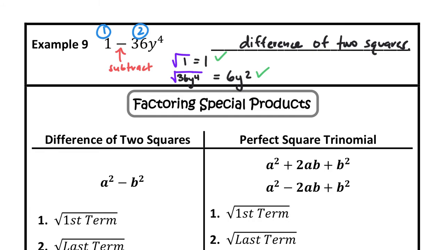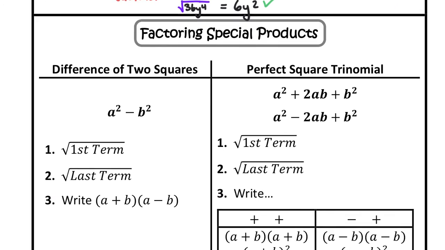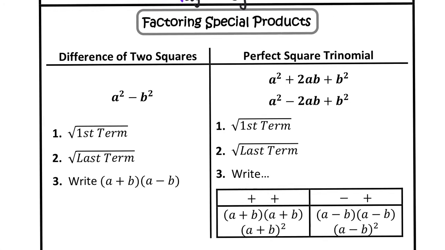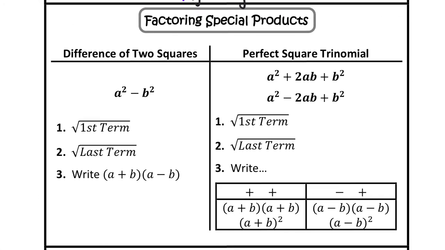Okay. Let's look at the next part here. Factoring special products. These are kind of some steps to help us factor. And so, for example, if I have a difference of two squares, I need to square root the first term, square root the last term, and then write a plus b and a minus b. But I need to make sure that there's two terms, I need to make sure that there's subtraction, and I need to make sure that there's square rooting.